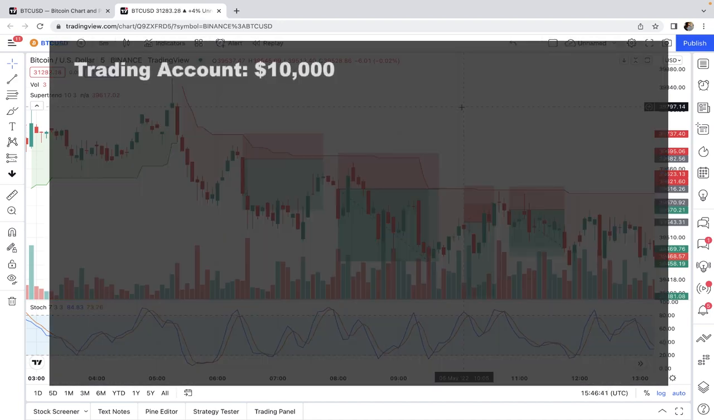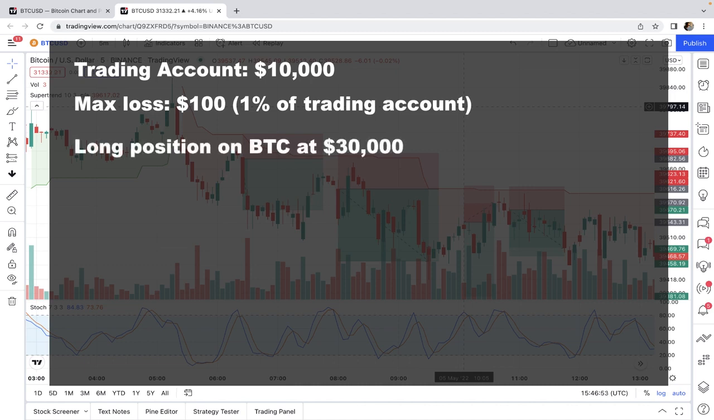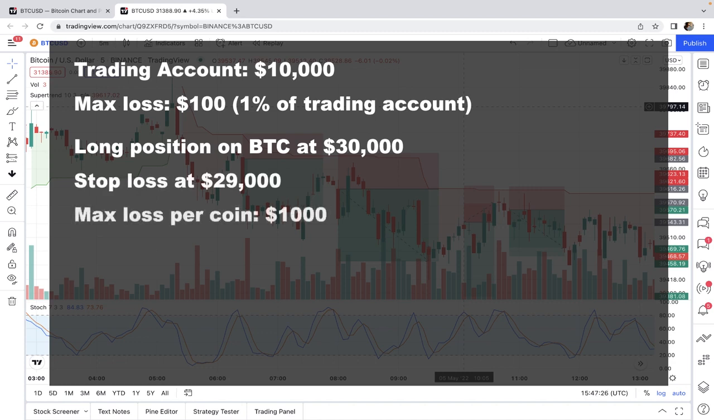Consider we have a $10,000 trading account, and on each trade we want to lose 1% of this, so that would be $100. Now consider we want to enter a long position on Bitcoin at $30,000 and we want to set the stop loss at $29,000, for example. So here the maximum loss per coin is $1,000.